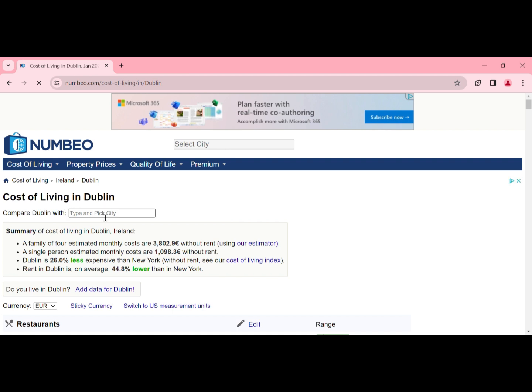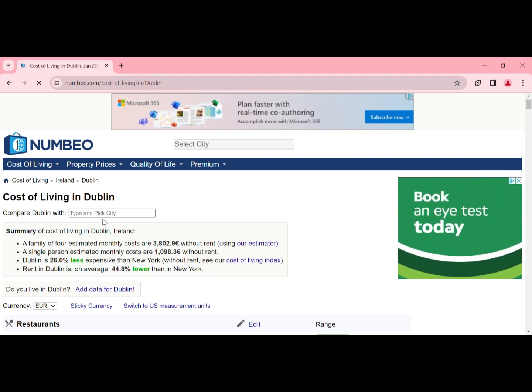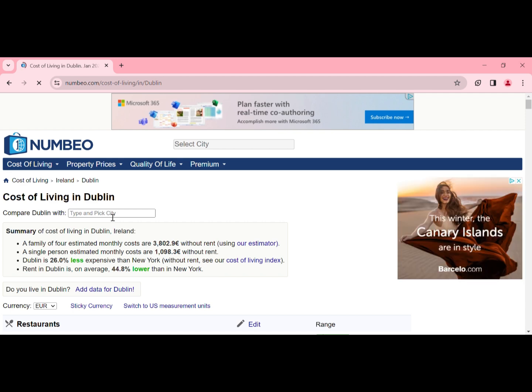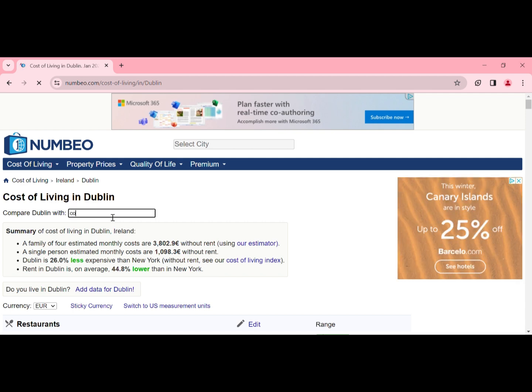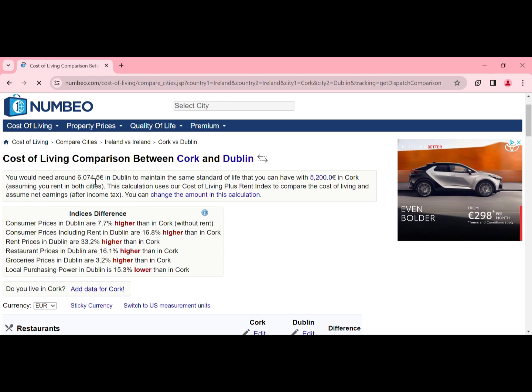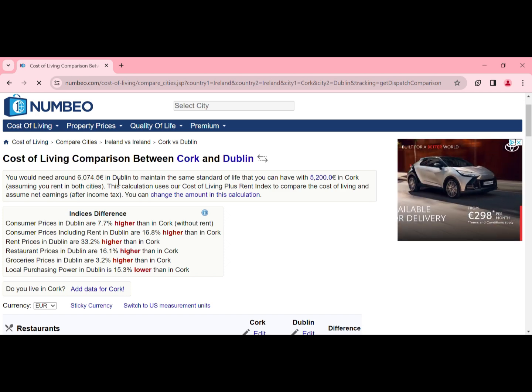If you're in Australia, you can just put in any city in Australia. If you're in America, you can put in any city to know the cost of living before you actually travel. Let me put in here, let's say Cork. So I have Cork, Ireland, and then it loads around 6,704 euros in Dublin to maintain the same standard of living that you can have with 5,200 euros in Cork.